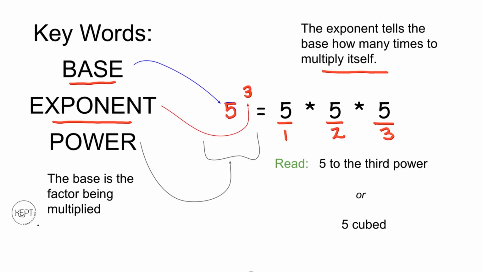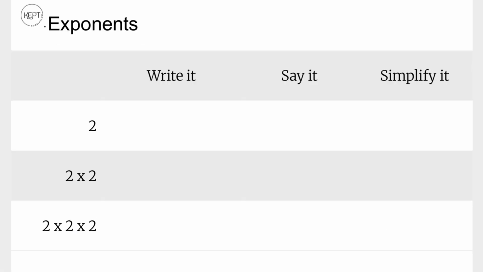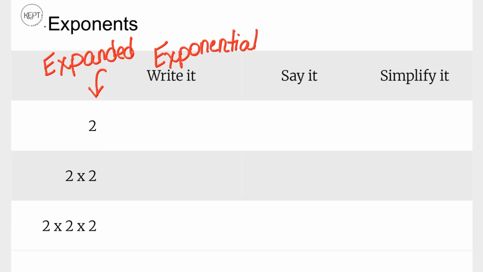So when we read this, we say 5 to the 3rd power, or we can say 5 cubed. So remember, the base is the factor that is being multiplied. The exponent tells you how many times to multiply the base by itself. Exponents can be communicated in different forms. This form here is called the expanded form. When we write our exponents using a base and an exponent, that is called exponential form. When we simplify our exponents, that is what we call our standard form.